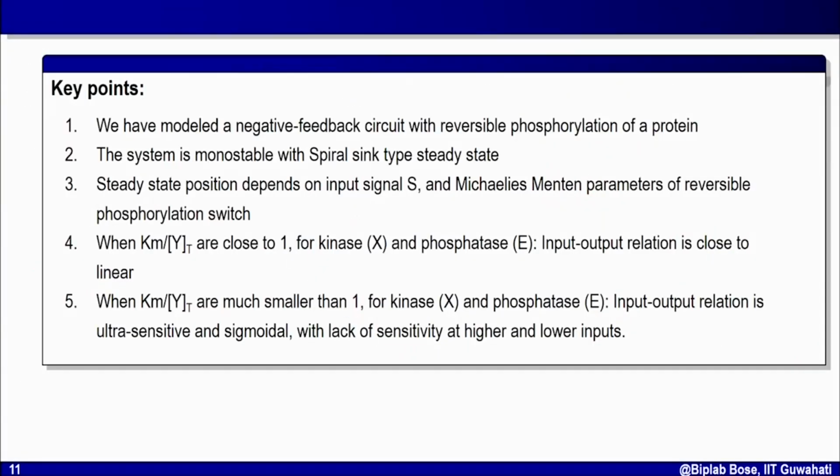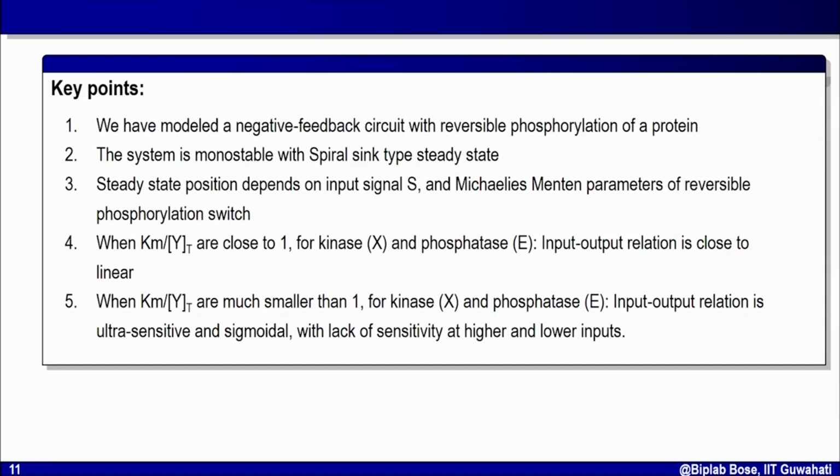So the same circuit, depending upon how much Yt you have, how much substrate you have, can behave like an ultra-sensitive switch with ultra-sensitivity in the middle region and no sensitivity at the ends. And as you change the total amount of Y, it can become a linear rheostat where it is sensitive to the input signal across all values of input signal. So let us jot down what we have learned.